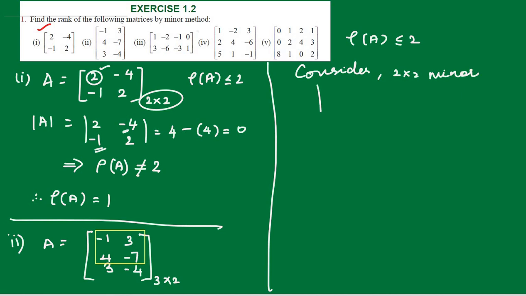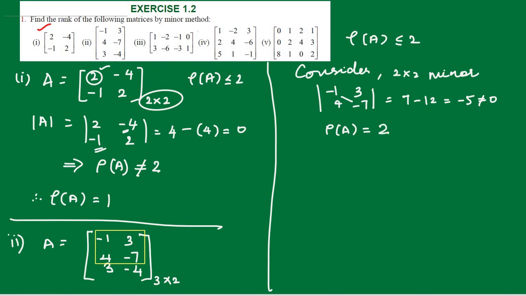We are considering the minor [[-1, 3], [4, -7]]. The value of this minor is: -1 into -7 is 7, minus 12 is equal to -5, not equal to 0. So the 2 cross 2 minor is not 0. Therefore, we can say the rank of A is equal to 2.